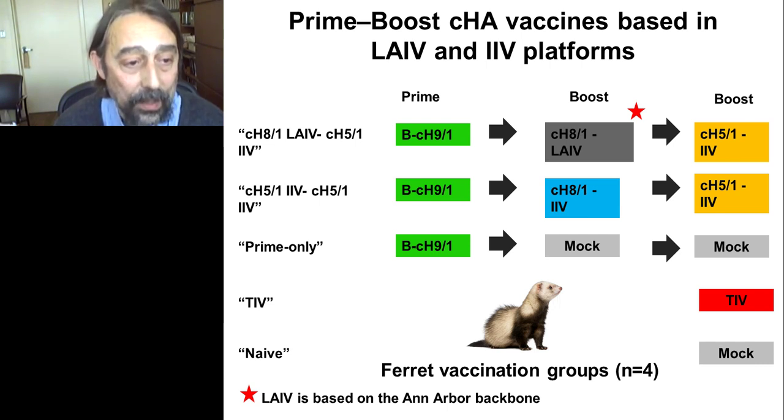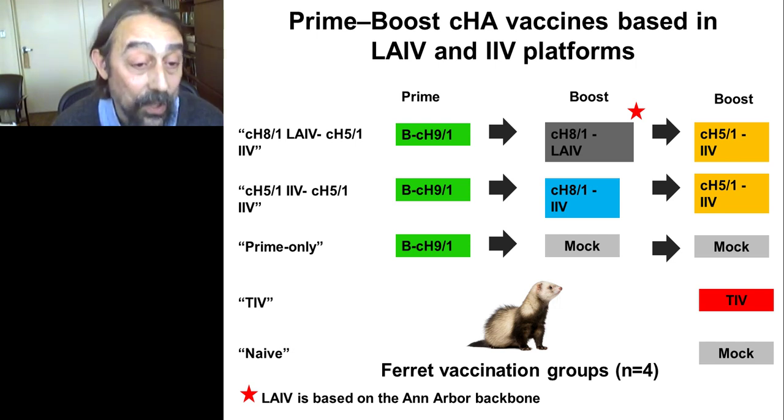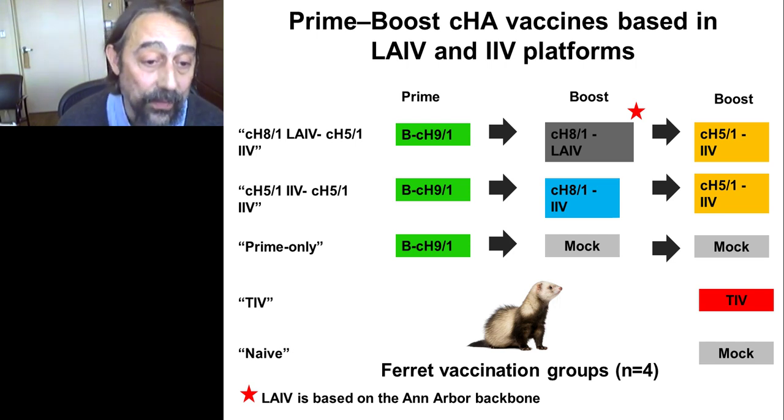So we have different groups: one that gets the live-attenuated vaccine followed by the inactivated, another group that gets the inactivated followed by the inactivated, and a control group, and we compare them with the actual inactivated vaccine that is called TIV and naive ferrets. Now, again, as I mentioned, ferrets are a good model for influenza virus infection.